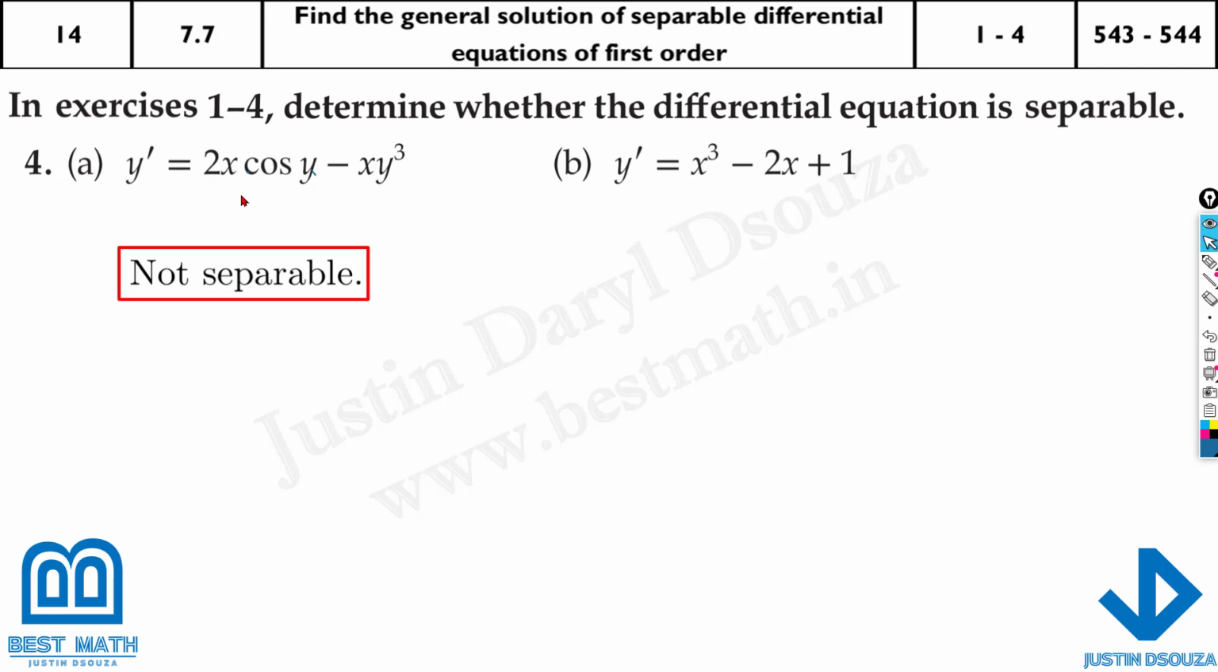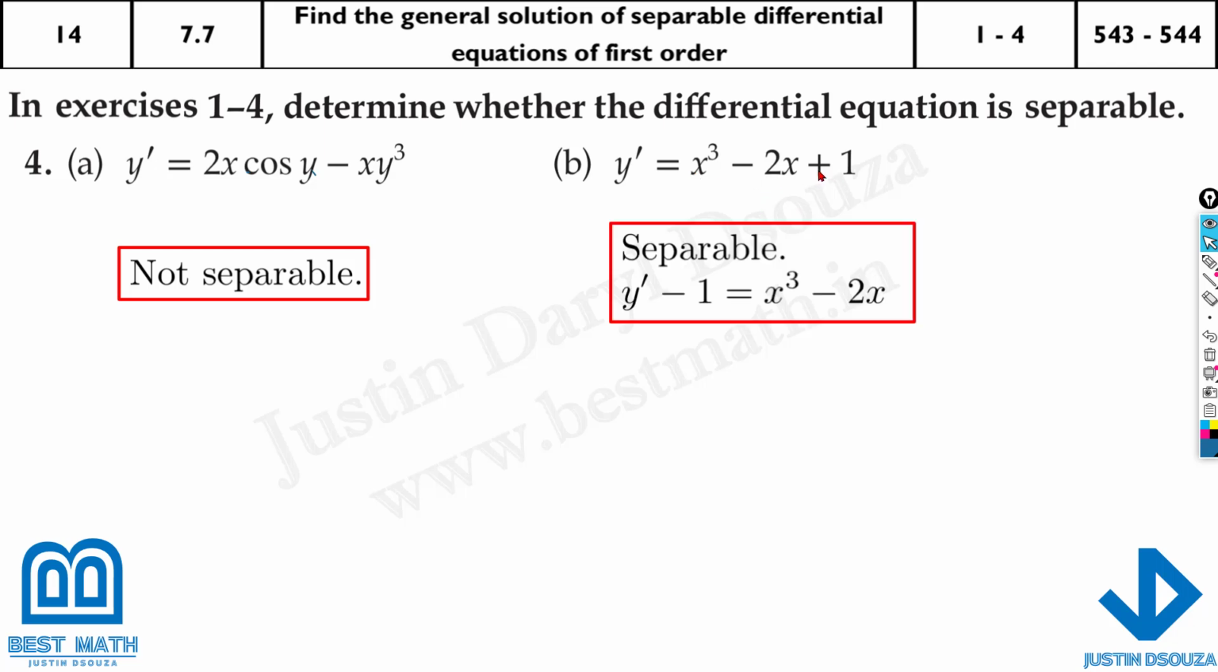This over here, we just did it at the beginning. It's not separable. And this one over here, yeah, this is separable. Why? Because you can just take this one to the other side, y prime minus 1, and the x's are over here. You can differentiate this.